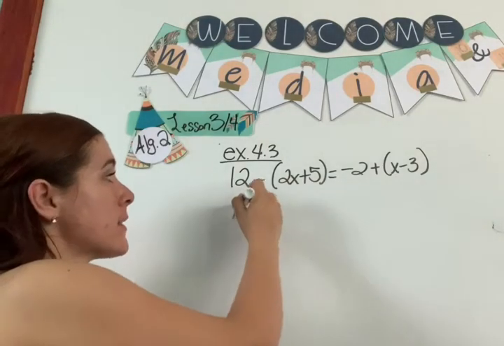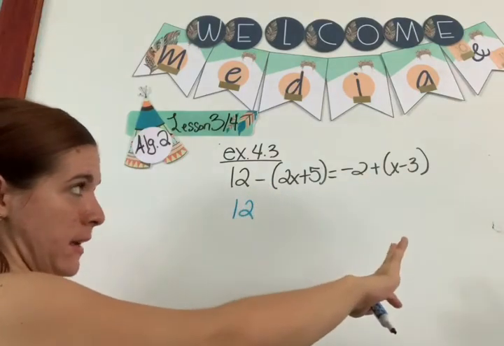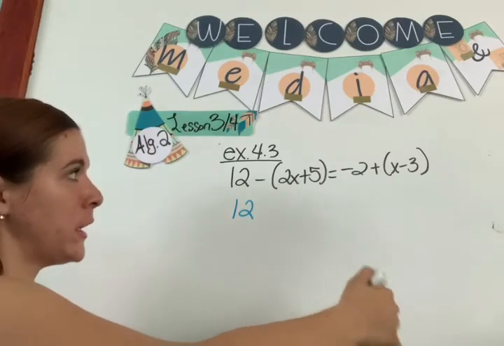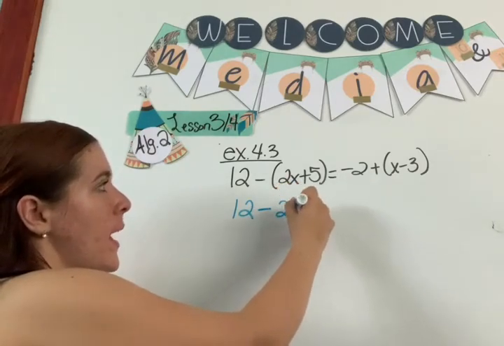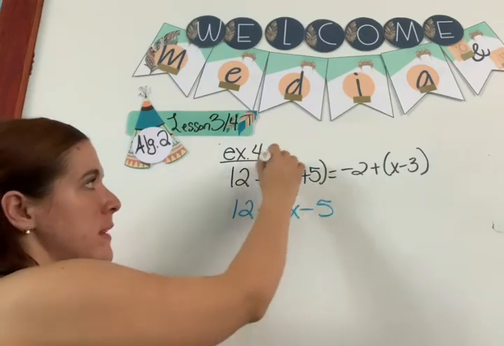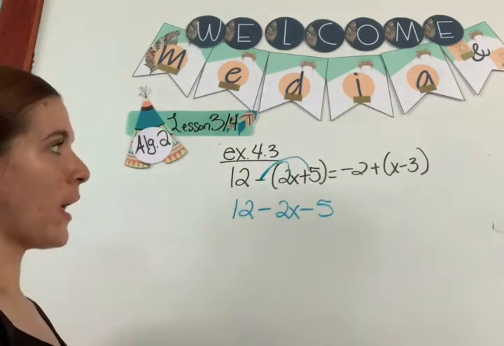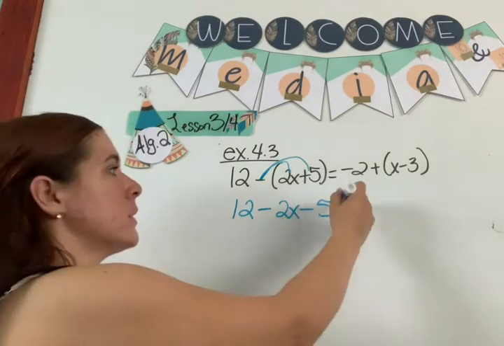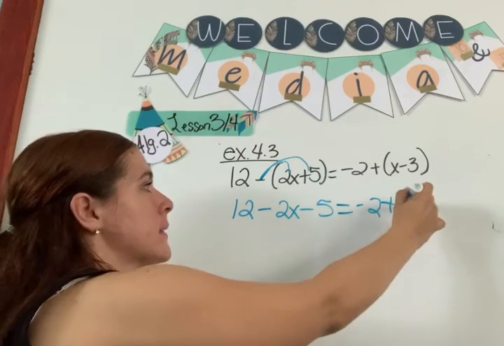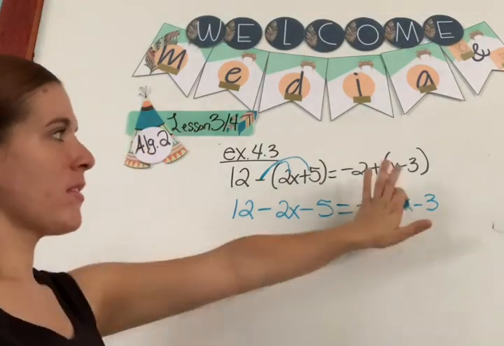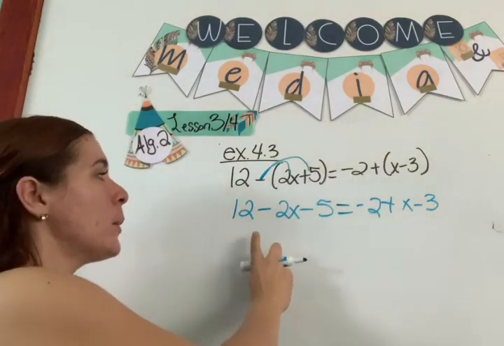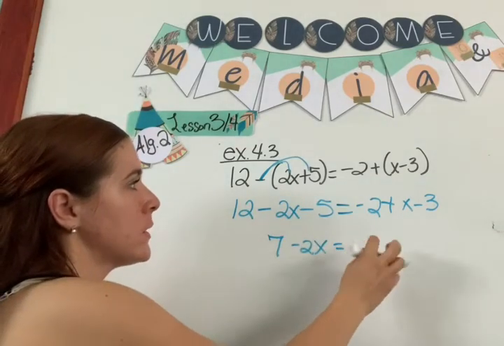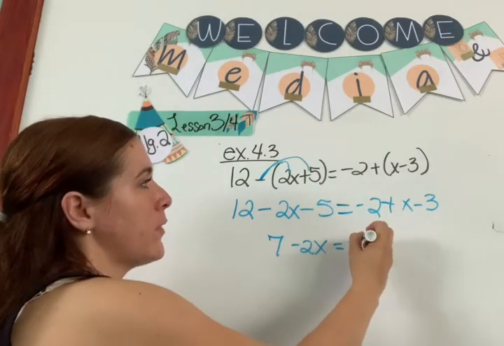So here we go. Let's distribute everything we need to get rid of these parentheses, okay? Because all it says in the instructions is solve. So here we go, 12 minus 2x minus 5. Make sure you distribute this negative to both. Okay, you can't just do negative 2x plus 5. No. Negative 2, negative 5 equals negative 2 plus x minus 3. That parentheses wasn't doing anything there. Okay, here we go. 12 minus 5 is 7 minus 2x equals negative 3 and negative 2 are going to be negative 5 plus x.